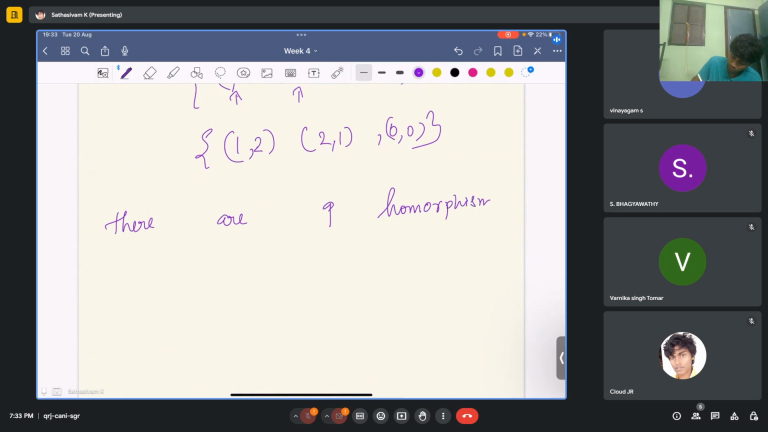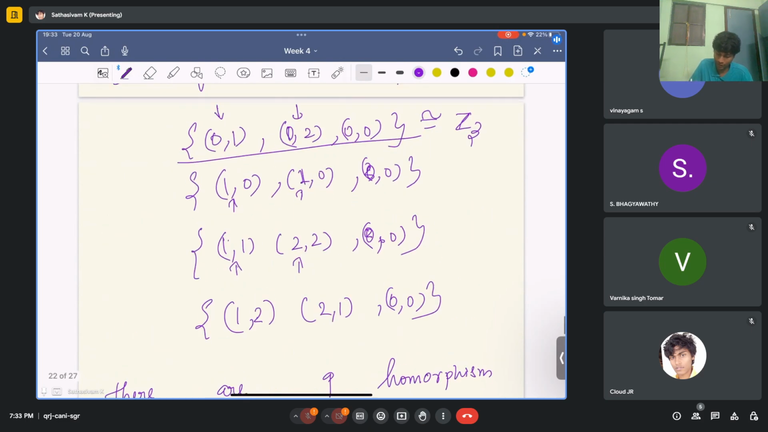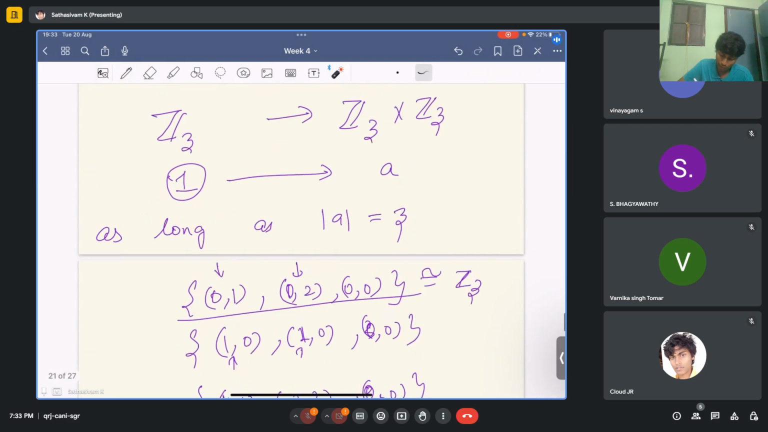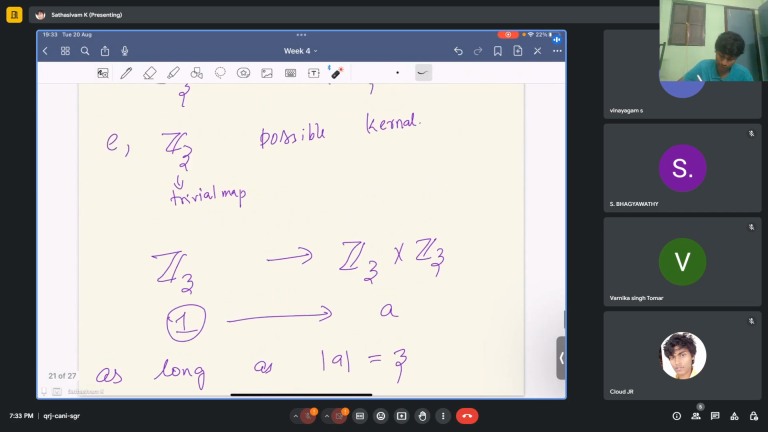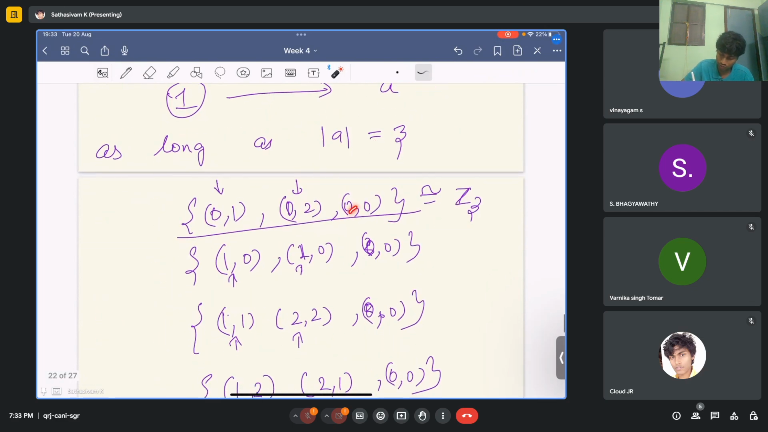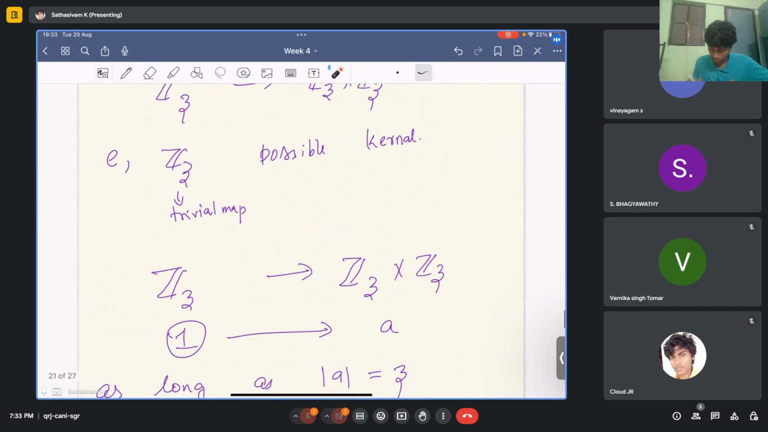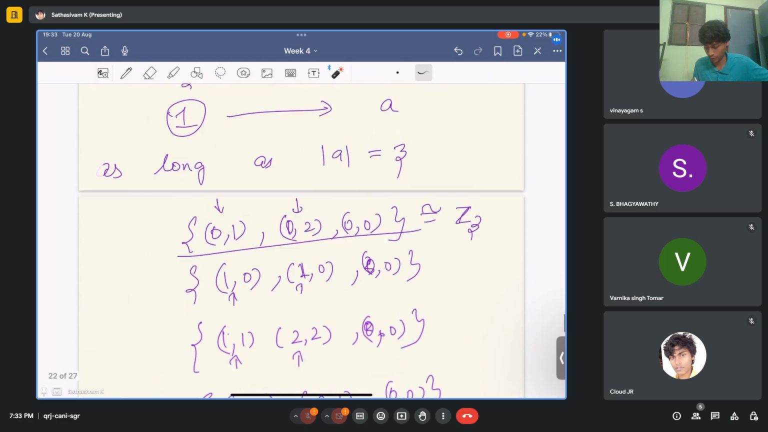So how do you do it? You map 1 to some element A belonging to Z2 cross Z2. If you observe, what we actually did is this one can be mapped into any of these elements here. 0 also we mapped here, the trivial homomorphism we mapped into 0. So from this observation, if you want to find a homomorphism, but your domain is, let's say, an abelian group, let's see how you can find the homomorphism.